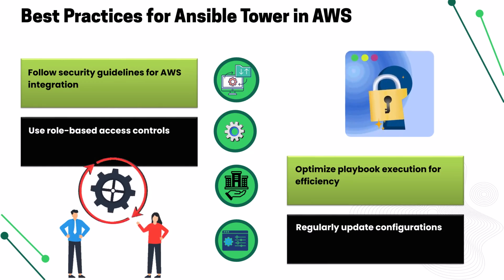Best practices, because we like doing things right. Security first. Follow AWS guidelines religiously. Use role-based access to avoid unnecessary permissions. Optimize playbook execution, because efficiency matters. And always update configurations, because running on outdated settings is a recipe for trouble.